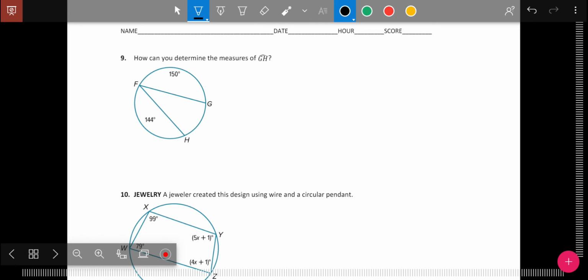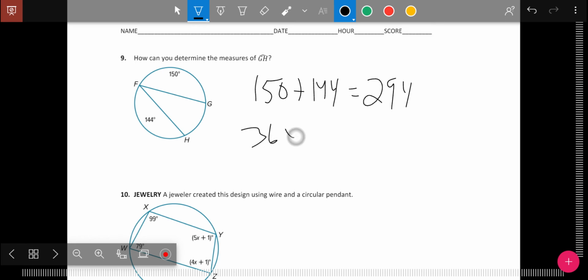All right. Whole circle has 360 degrees. And so I would do 150 plus 144. Right? I get 294. I do 360 minus 294, and that gives me 66. So this would be 66. On a sidebar, angle F would be 33 because it's on the circle. But this arc here, GH, is 66.